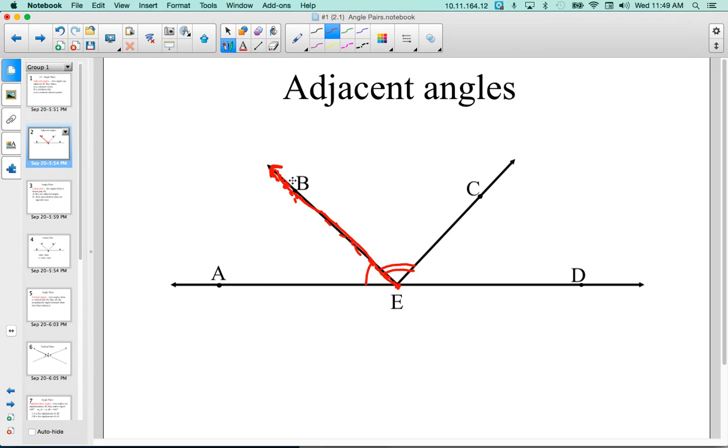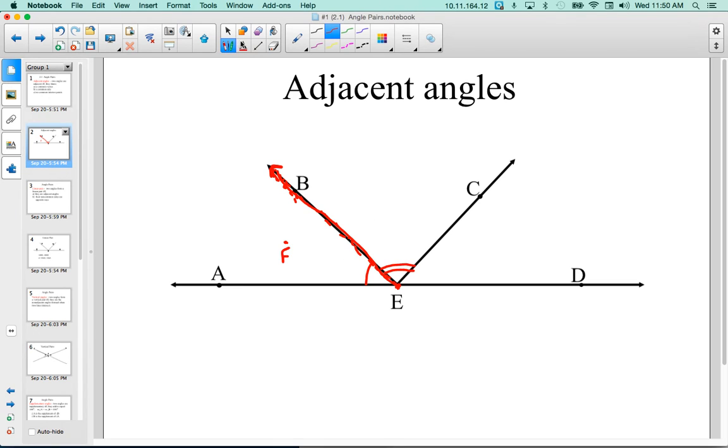Now, an interior point is basically a point that's inside the angle. So if I look at a point right here and I name it point F, well, F is not shared between the inside of AEB and the inside of BEC. So in this case, they are not... or I'm sorry, they are adjacent angles because F is not shared between the two. In fact, there are no points that are going to be shared between these two angles.